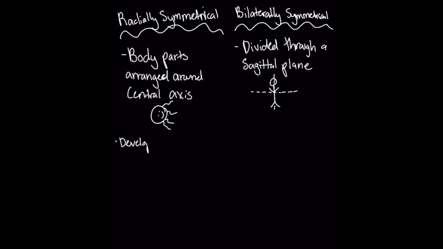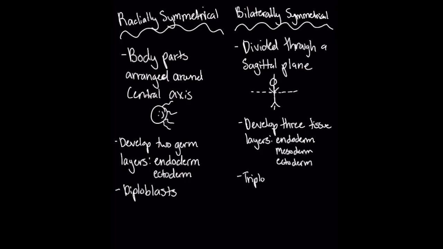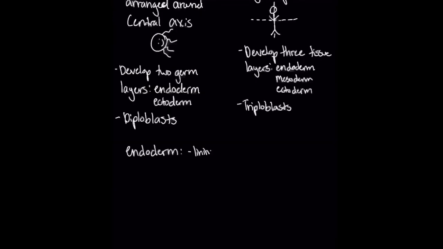Animals that display radial symmetry develop two germ layers, an inner layer called the endoderm and an outer layer called the ectoderm. These animals are classified as diploblasts. Animals with bilateral symmetry develop three tissue layers, an inner layer called the endoderm, a middle layer called the mesoderm, and an outer layer called the ectoderm. These animals are classified as triploblasts.